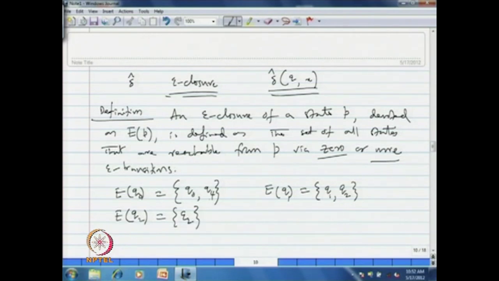On taking 0 epsilon moves, we will remain in the same state Q 2. Therefore, this is the only possible state that we have. Similarly, epsilon closure of Q 3 is the set containing Q 3 only, and epsilon closure of Q 4 is a set containing Q 4 only. So, according to the definition, we have computed the epsilon closures of each and every state for the example NFA that we have already given.